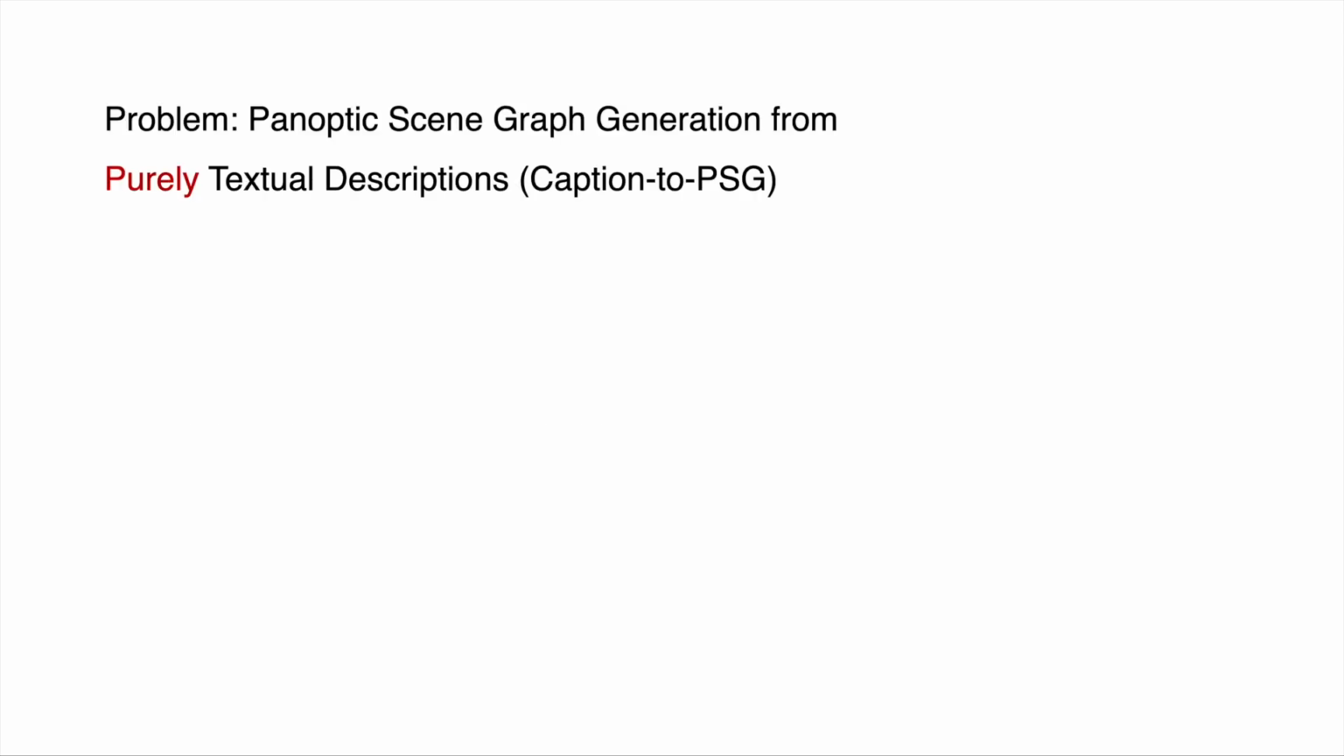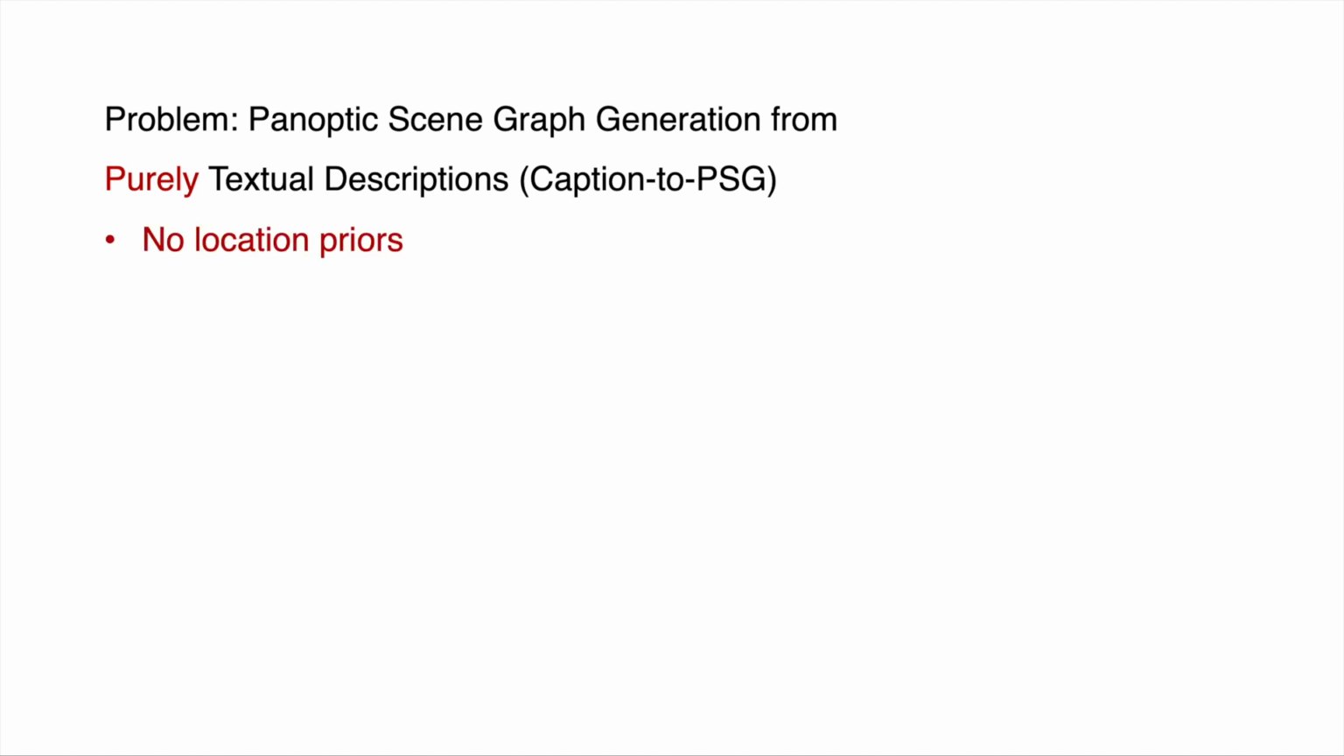Inspired by previous weakly supervised methods, in this paper, we introduce a new problem, panoptic scene graph generation from purely textual descriptions, to explore a holistic structured scene understanding without labor-intensive data annotation. The word purely here denotes three constraints we set, which results in a very challenging problem.